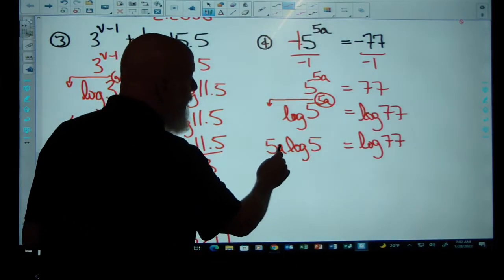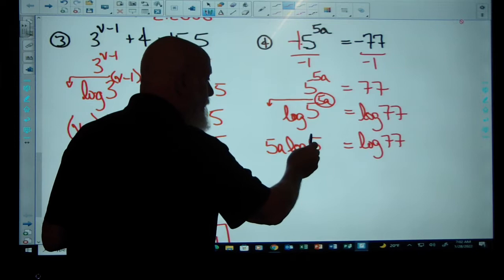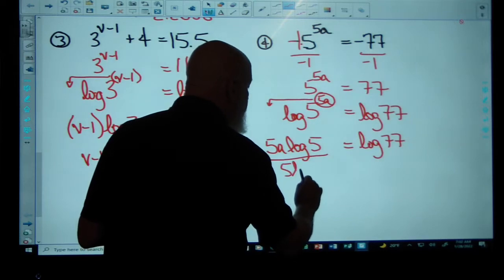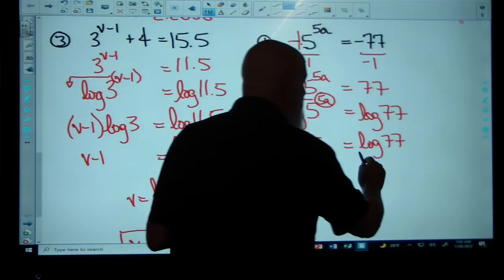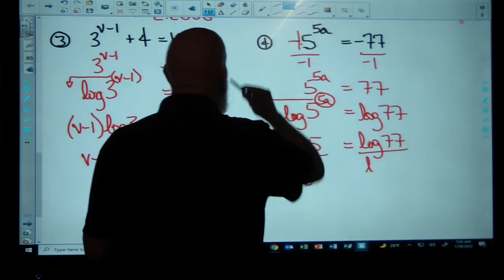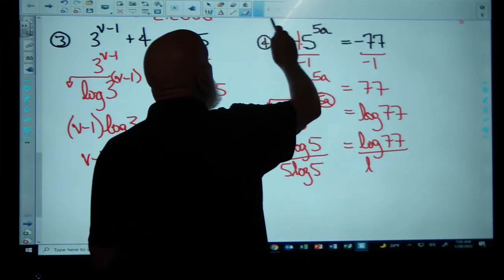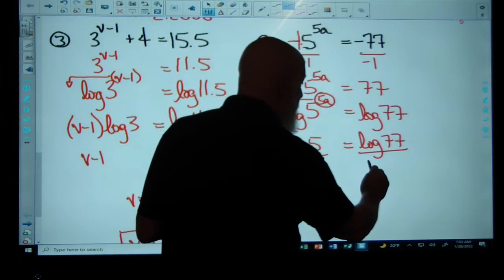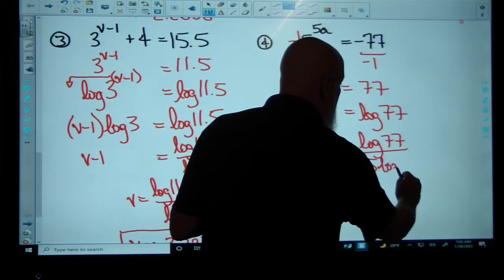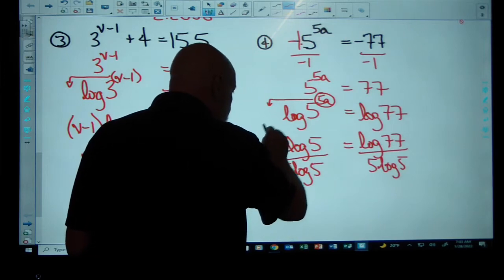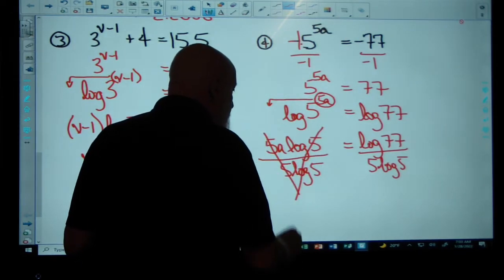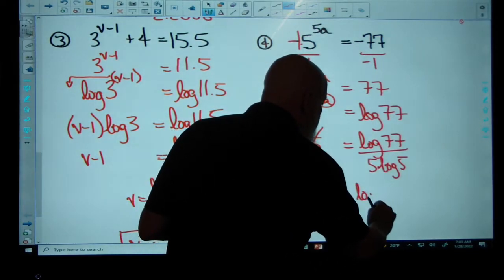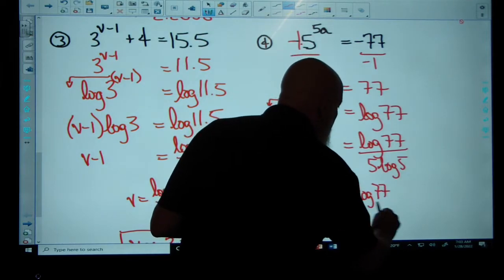Now all I have to do to get a by itself is to divide both sides by 5 and log 5. I'm going to do that at the same time. I'm going to divide both sides by 5 log 5. Oops, I said 5 log 5 and then I didn't write 5 log 5. I'm an old man, don't know how to write a 5 apparently. Okay, and these 5's cancel out. Log 5 cancels out log 5, leaving me with a is equal to log 77 over log 5.